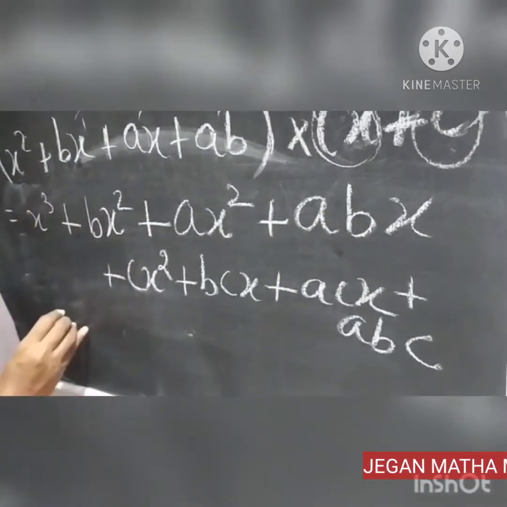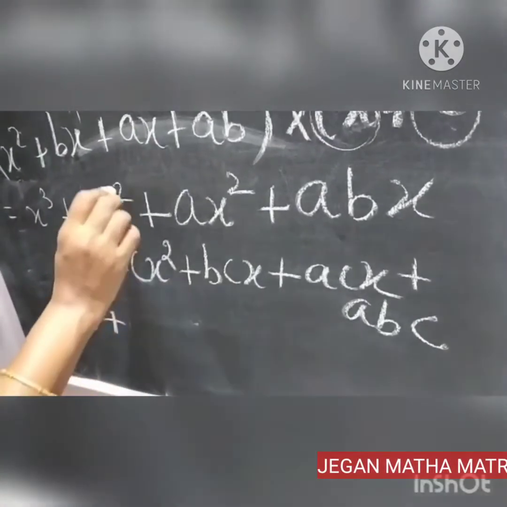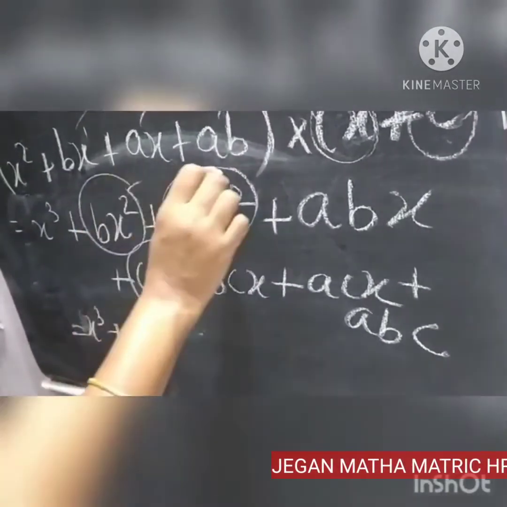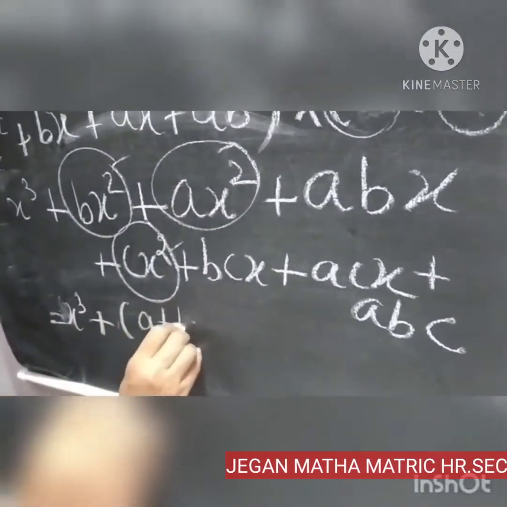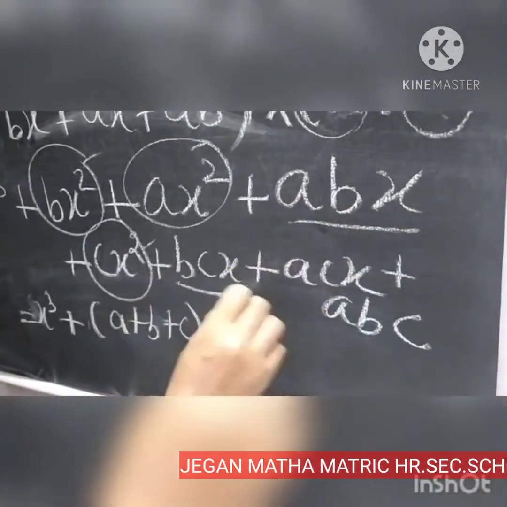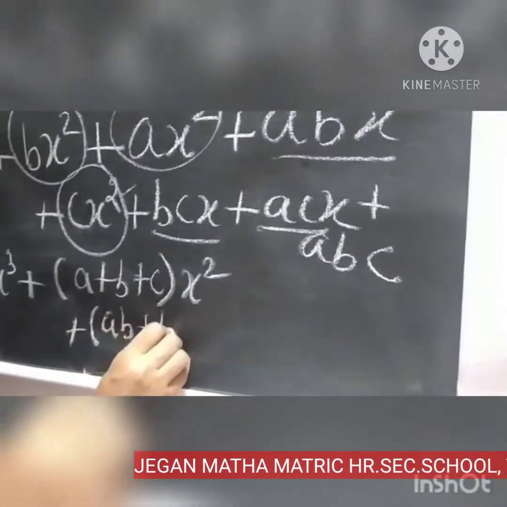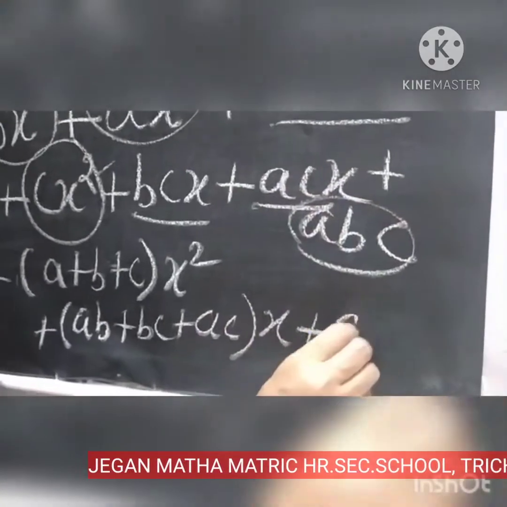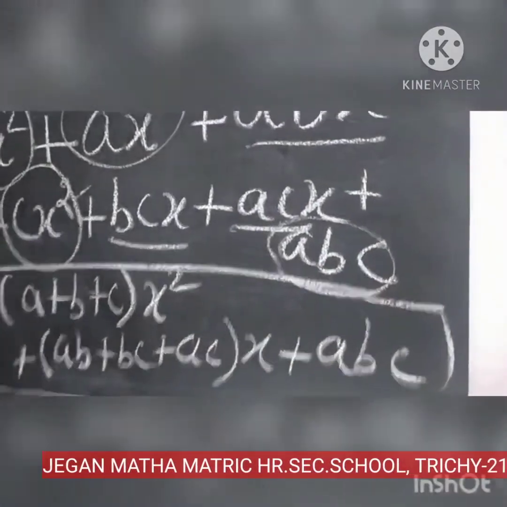Now we select the like terms. Keep the first one as it is, x cube. Plus here see the x squared terms: bx squared, ax squared, cx squared. These are all like terms, so x squared is common. You have to put the bracket (a + b + c) into x squared. Next abx, bcx, acx, that is common, so put that bracket (ab + bc + ac) outside with x. Last term keep it separately, abc. That's all. This is the answer for the cubic identity.